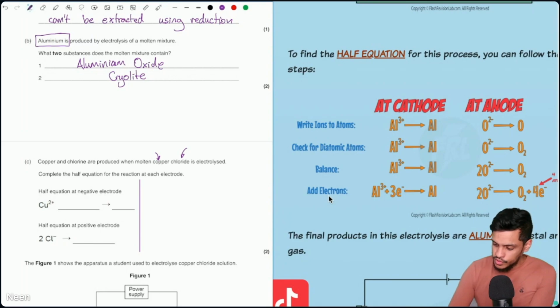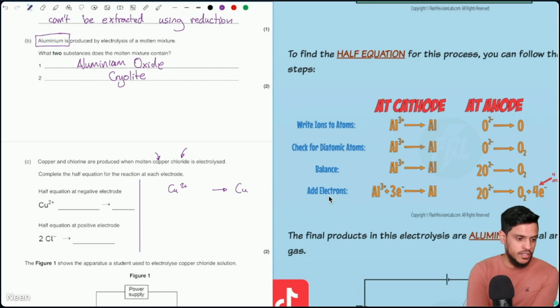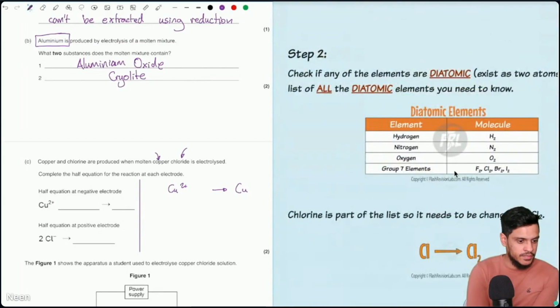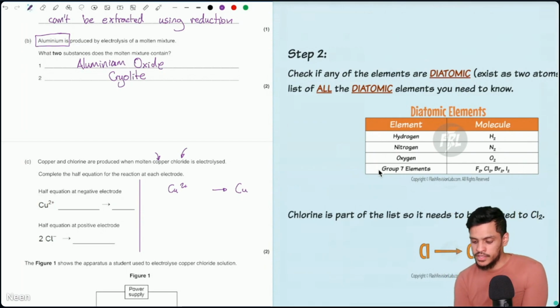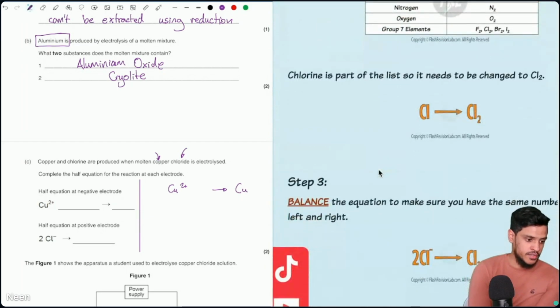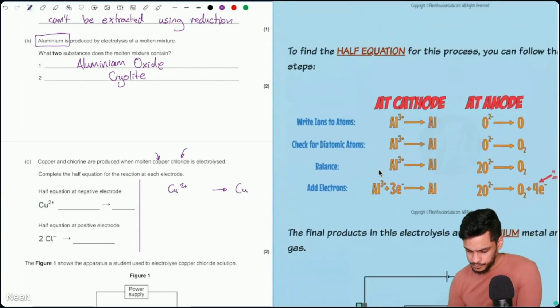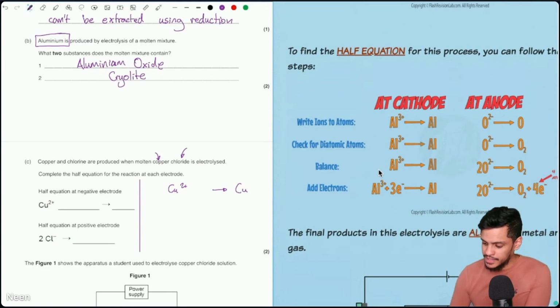So for the top one, you want to go from ions, Cu2 plus, to atoms, Cu. Next step, check for diatomic atoms. Is copper diatomic? Copper is not diatomic. I've got the list of all the diatomic atoms here: hydrogen, nitrogen, oxygen, and group 7. Copper does not come under that, so you don't need to make it diatomic or add a 2 there. Next step is to balance. Do we need to balance this? No, it's a 1-to-1 ratio, so that's fine. And then you just need to add electrons.